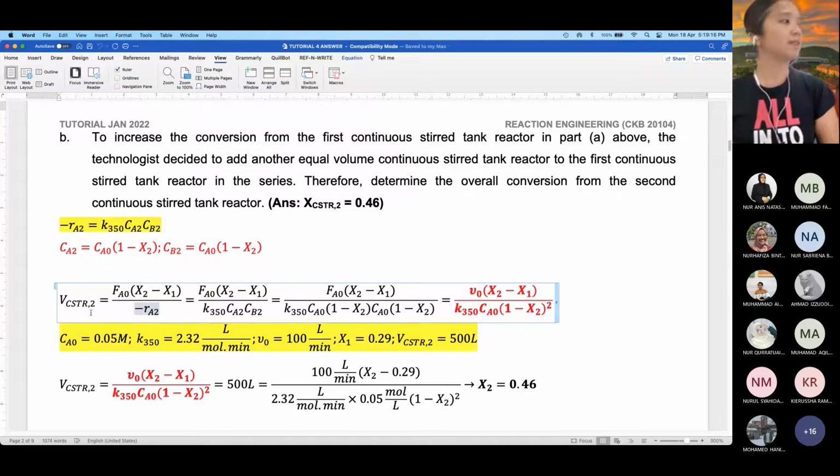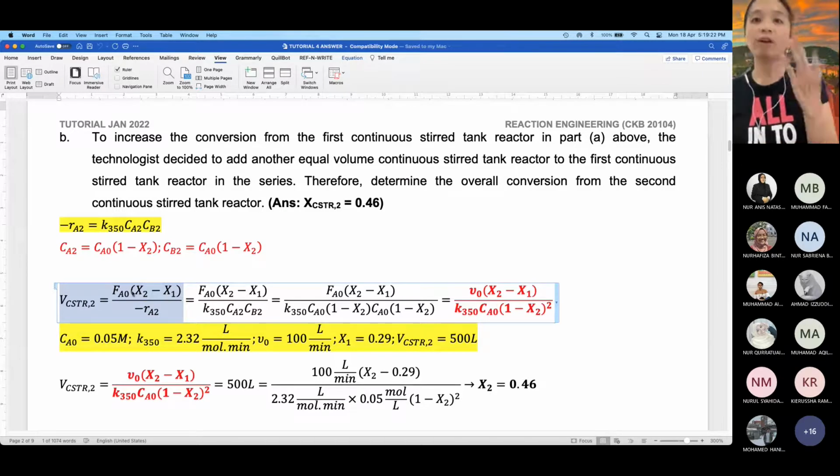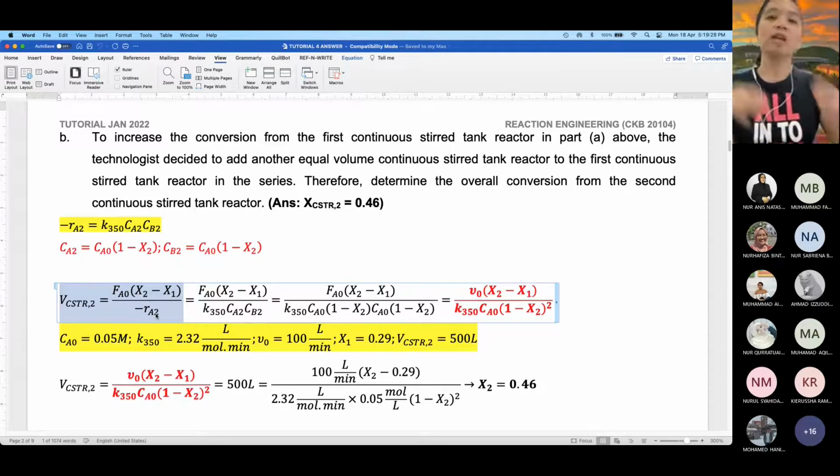Okay, so dalam chapter 2, kamu belajar yang kita tahu X2, kita tahu X1, kita tahu FA0, kita terus minus RA2 tu kita tengok daripada table kan. Means kalau kamu tahu X2, kamu tengok table atau kamu tengok plot, kamu terus tahu berapa nilai minus RA2. This is what you learn in chapter 2 yang mana you don't need to calculate minus RA2. Okay, sebab dah diberi table, dah diberi plot, Levenspiel plot.